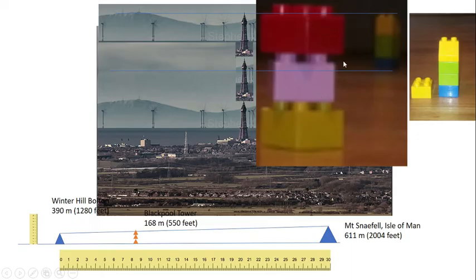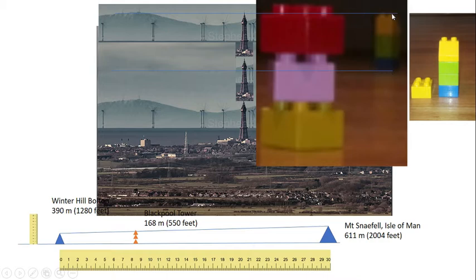My experiment over here, which is a 3D experiment of this 2D situation, proves that when the camera at Winterhill is 390 meters high, Mount Snaefell 611 meters high, and Blackpool Tower is 168 meters high, you need 3 Blackpool Towers in order for the line of sight from Winterhill to cross Mount Snaefell. This is exactly what we see in this situation here. The camera was put in the correct position, and this is what happens.